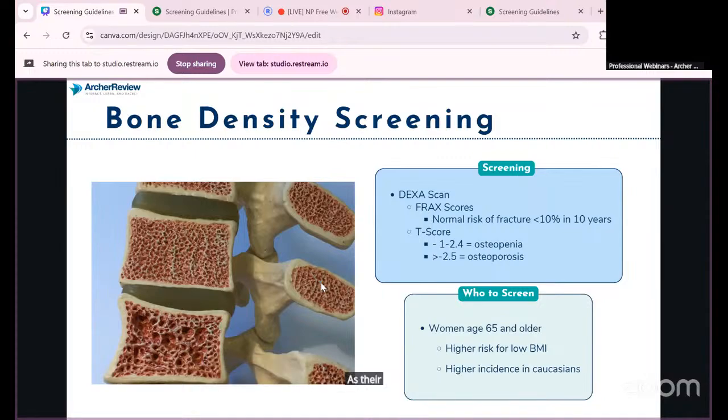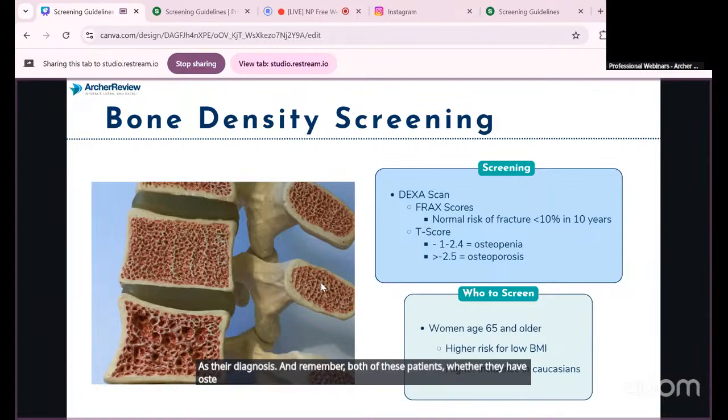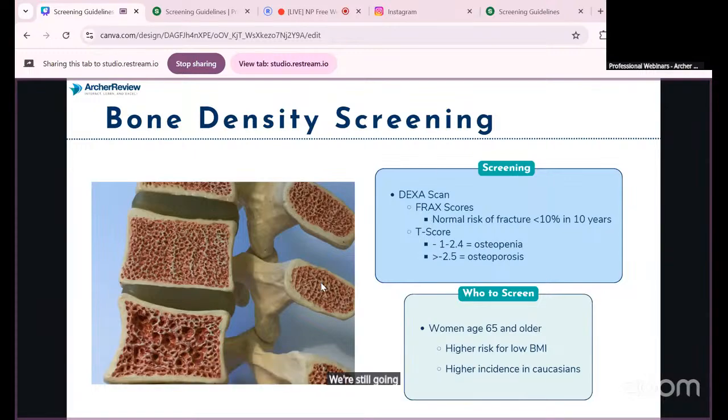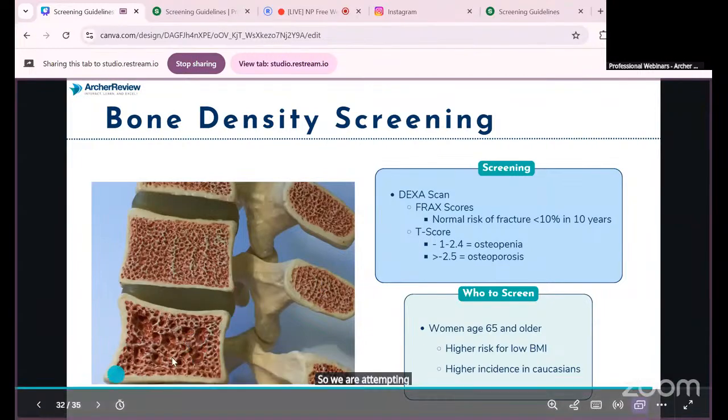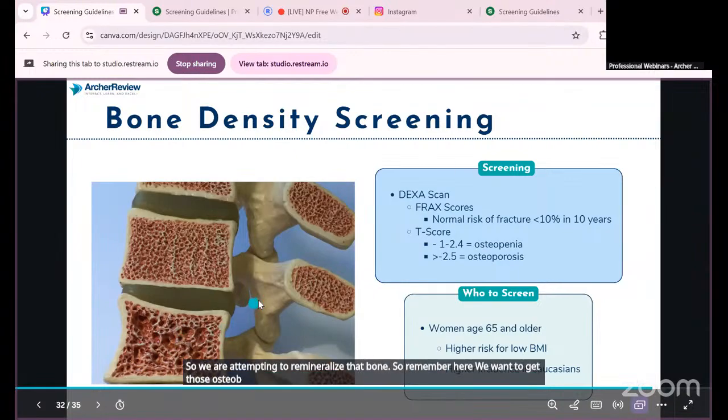And remember, both of these patients, whether they have osteopenia or osteoporosis, we're still going to encourage weight-bearing exercise, vitamin D and calcium supplementation. However, if they have osteoporosis, we are going to offer them actual medications like the bisphosphonates or these other medications like Prolia. So we are attempting to remineralize that bone. So remember here, we want to get those osteoblasts working a little bit better.